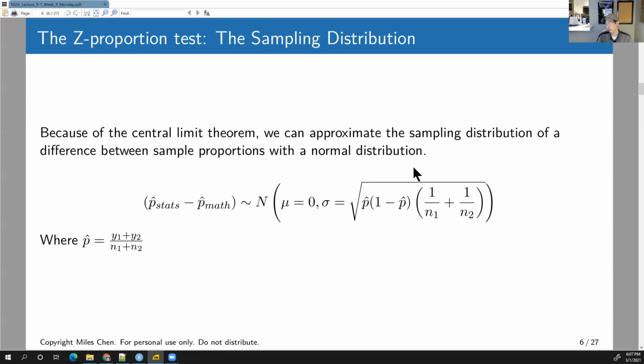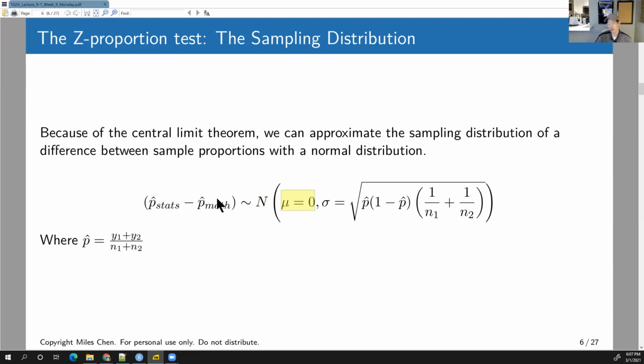Okay, and so when you combine two normal distributions, you also get a normal distribution. And so here we're going to say the difference between proportions. When you take two random samples and you calculate the difference between sample proportions, that difference can be modeled with a normal distribution. It's going to be centered at 0, because if the null hypothesis were true, we expect our sample proportions to be equal.